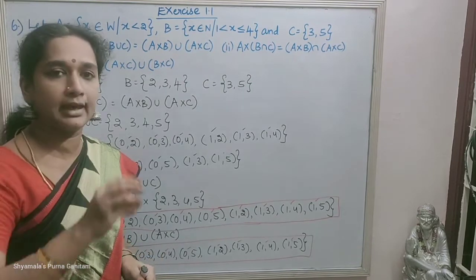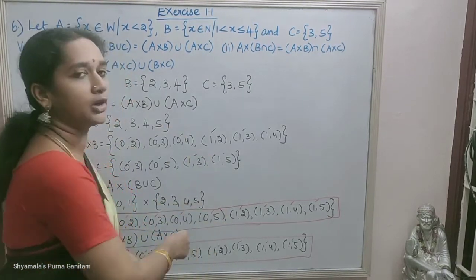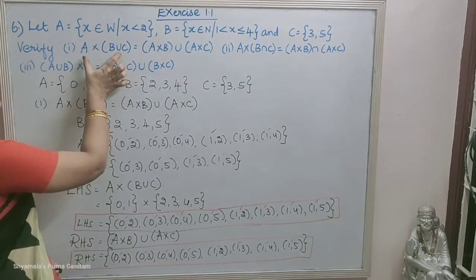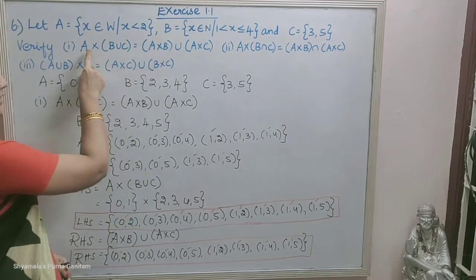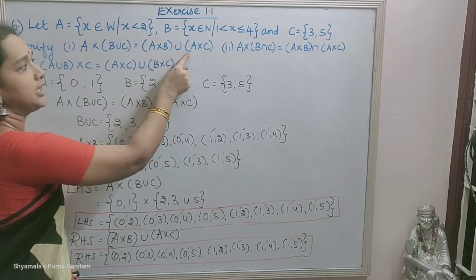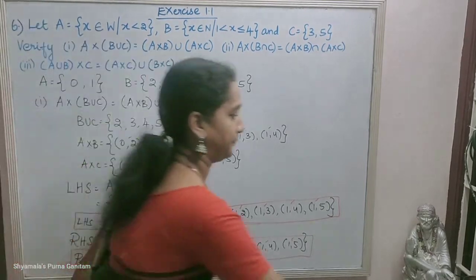So do it carefully. If you miss any one element or any one ordered pair, you won't be getting it as equal. Now we have proved that LHS is equal to RHS. That is A cross (B union C) is equal to (A cross B) union (A cross C). Now we will do the next sum.